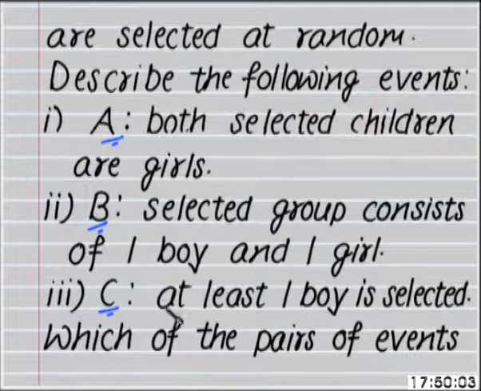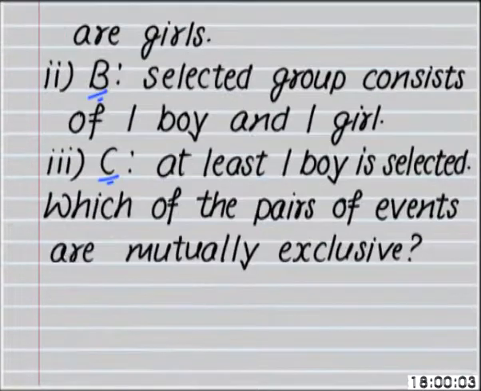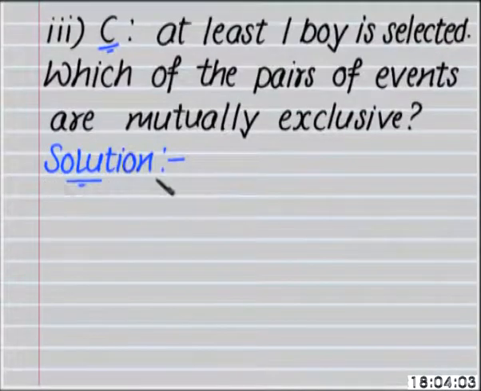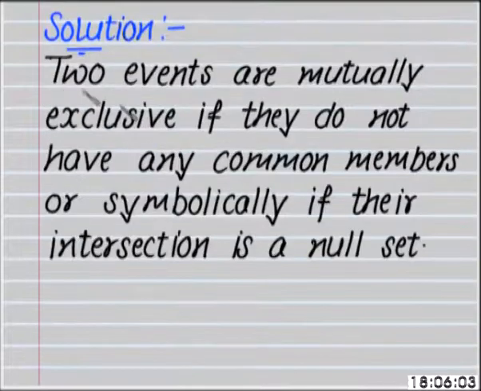Event C, when at least 1 boy is selected. Then which of the pairs of events are mutually exclusive? Now its solution. We know that 2 events are mutually exclusive if they do not have any common members, or symbolically, if their intersection is a null set.